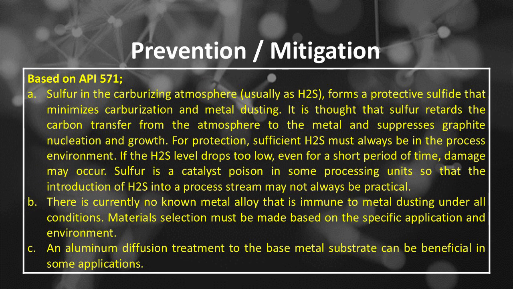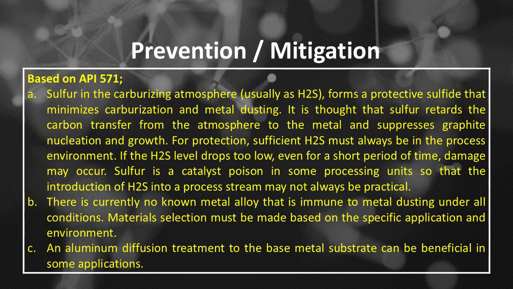Metal dusting damage prevention and mitigation based on API 571. Number A, sulfur in the carbonizing atmosphere, usually as H2S, forms a protective sulfide that minimizes carburization in metal dusting. It is thought that sulfur retards the carbon transfer from the atmosphere to the metal and suppresses graphite nucleation and growth. For protection, sufficient H2S must always be in the process environment. If the H2S level drops too low, even for a short period of time, damage may occur.